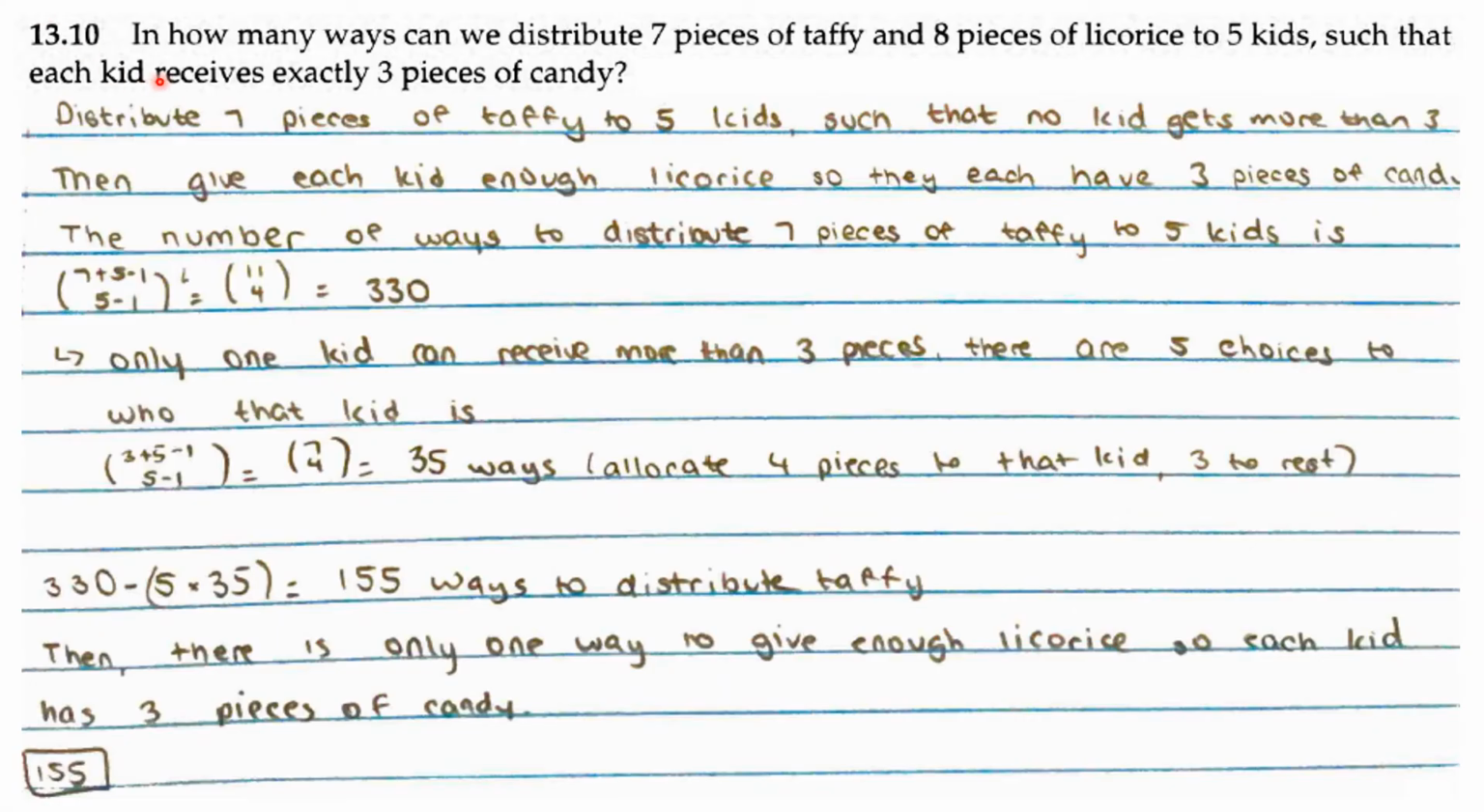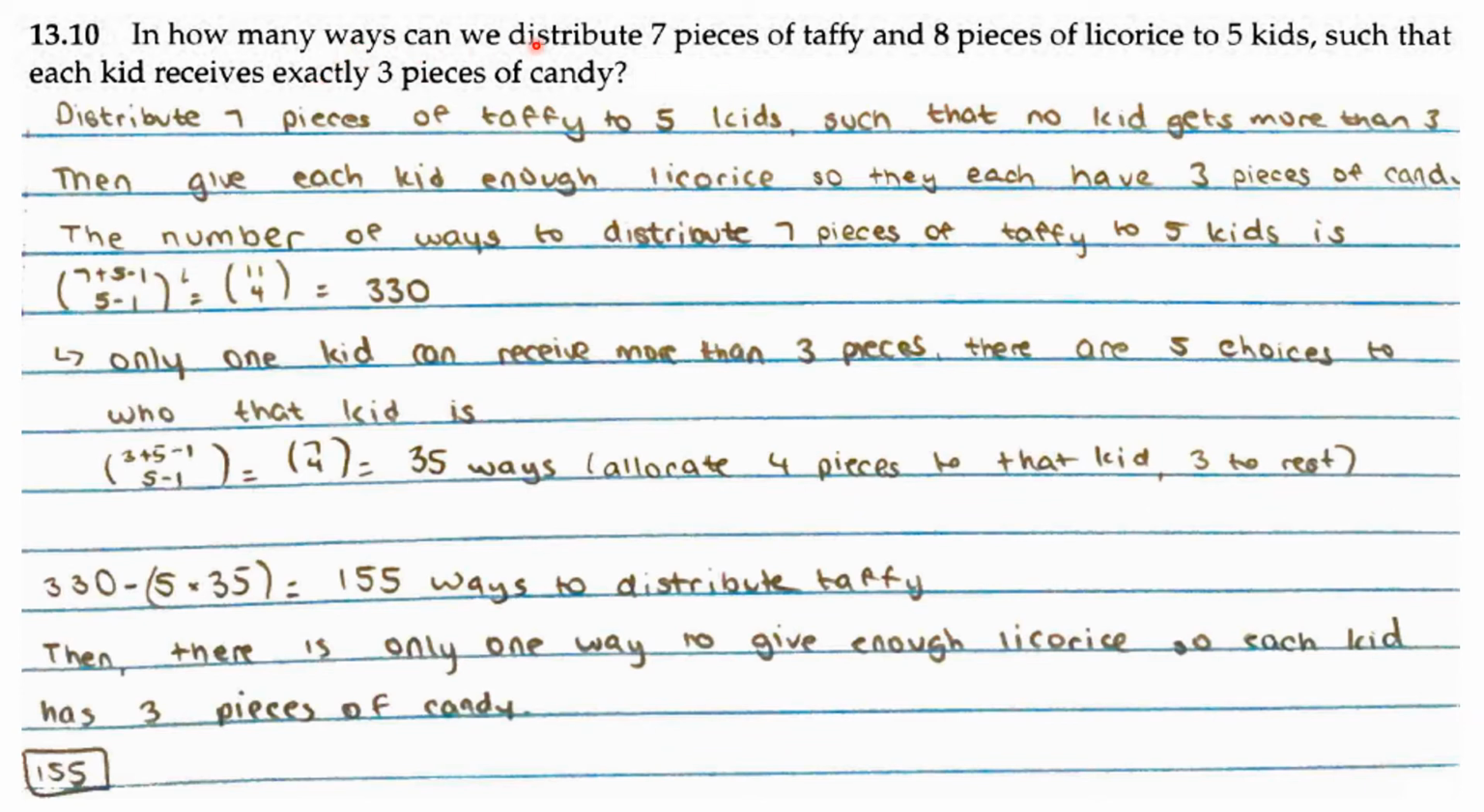AoPS counting and probability 13.10. In how many ways can we distribute 7 pieces of taffy and 8 pieces of licorice to 5 kids, such that each kid receives exactly 3 pieces of candy? So first we need to distribute 7 pieces of taffy to 5 kids such that no kid gets more than 3. Then we give each kid enough licorice so that they have 3 pieces of candy.